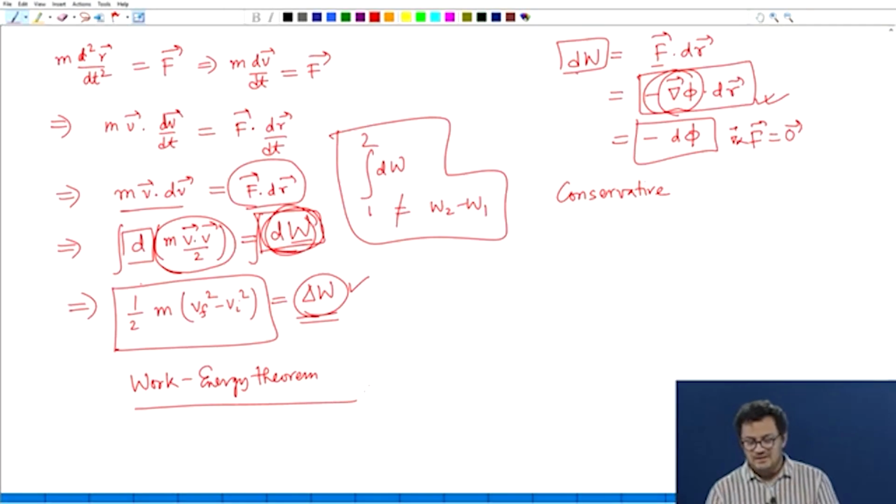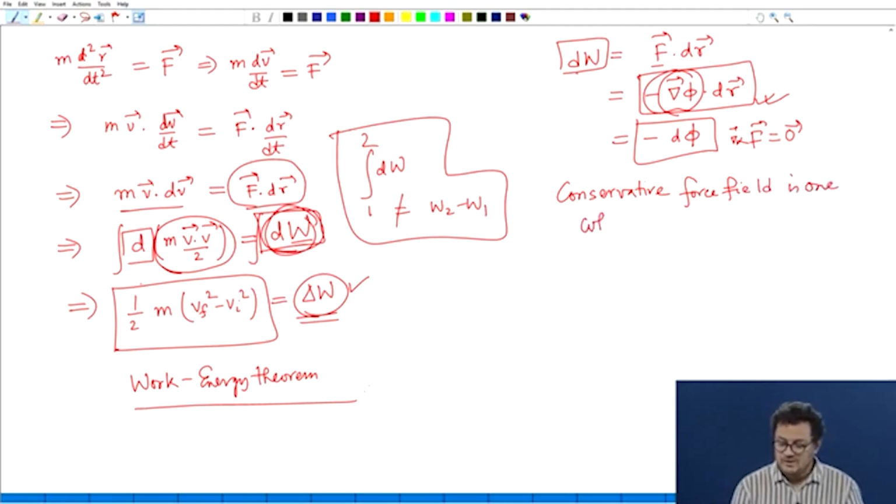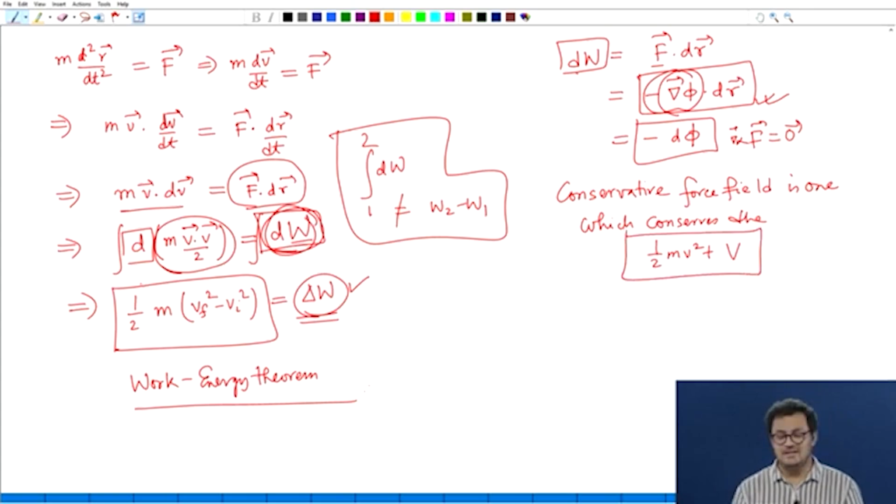So, the incremental work done is an exact differential. All these things we can do, but the fundamental thing is a conservative force field is one which conserves the half mv square plus V, the total mechanical energy, kinetic plus potential.